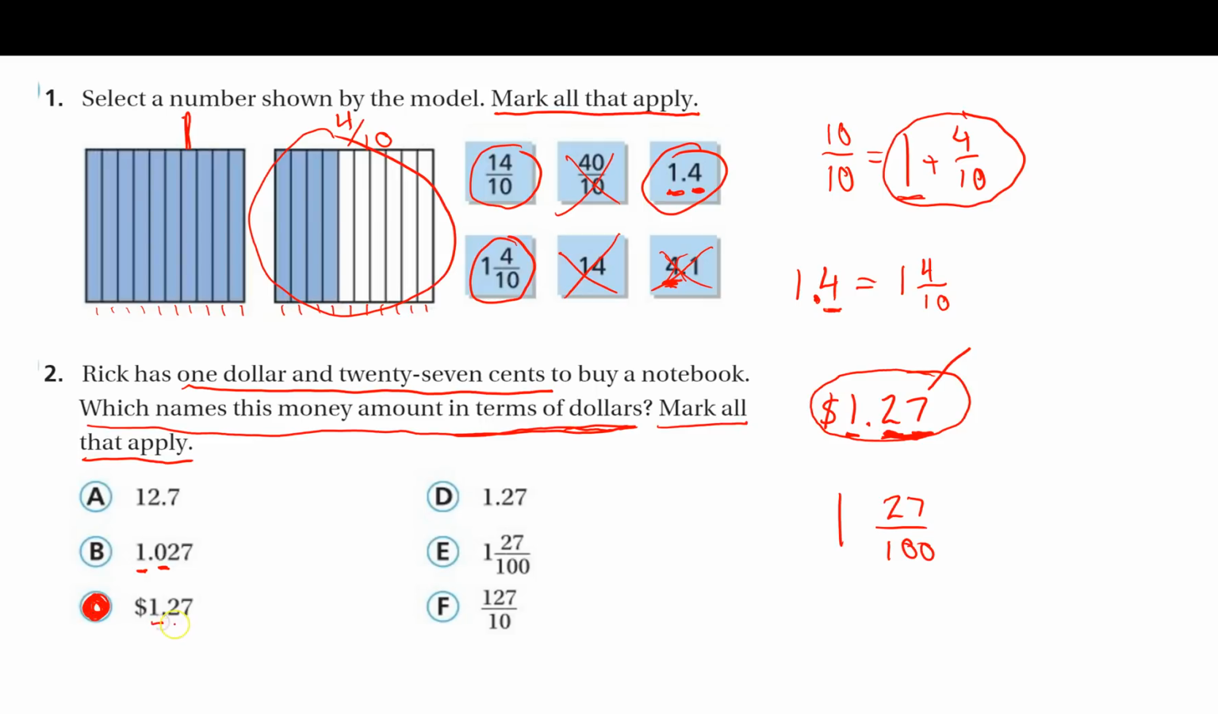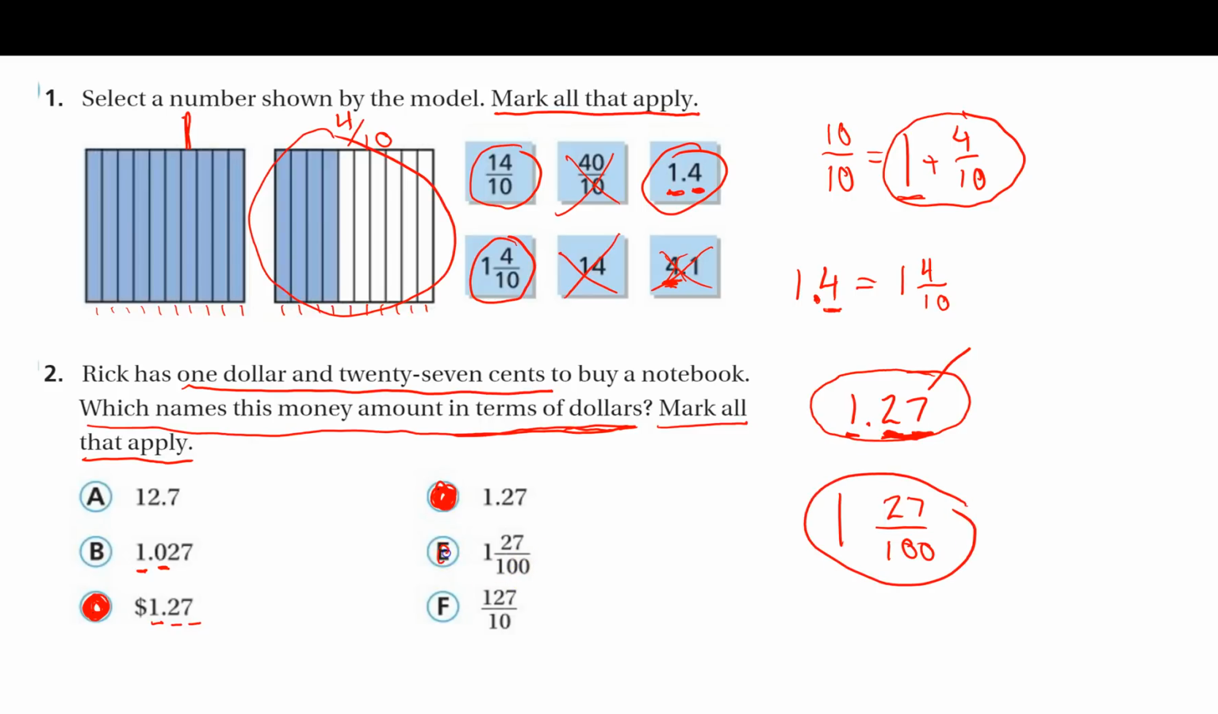Okay, this number here, 1.27, again, it's basically the exact same number, just without the dollar sign. So that is equivalent. And then let's take a look at it. Well, this one we ended up drawing as well right here. 1 and 27 hundredths. So that's going to be equivalent.